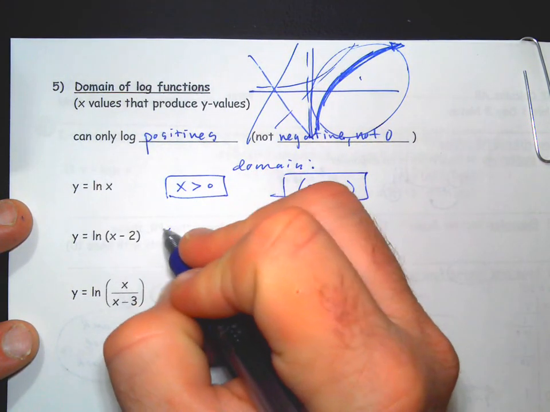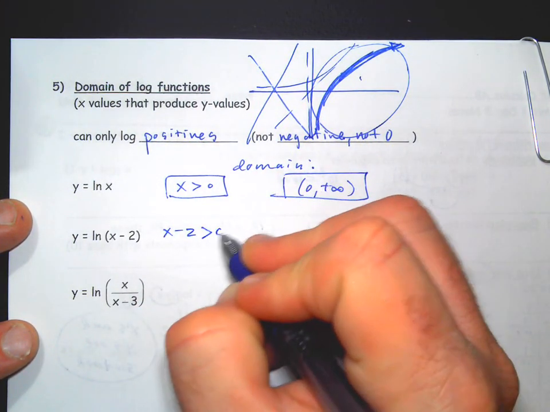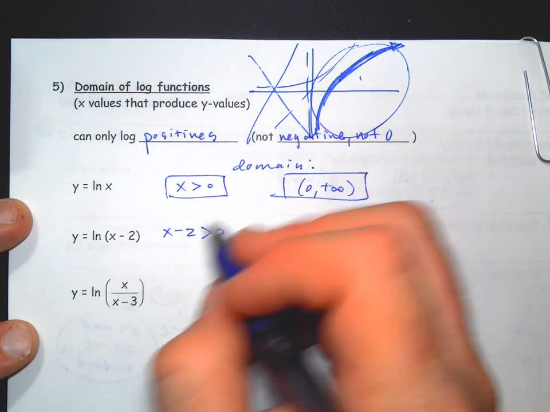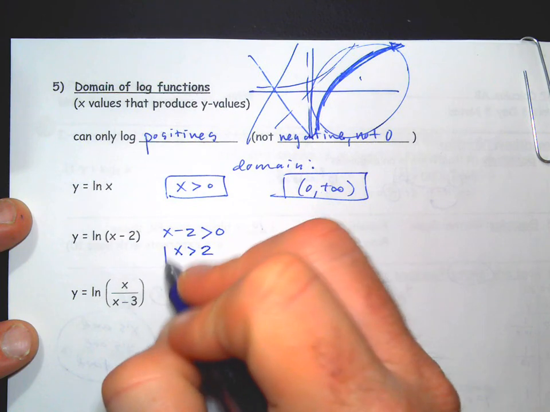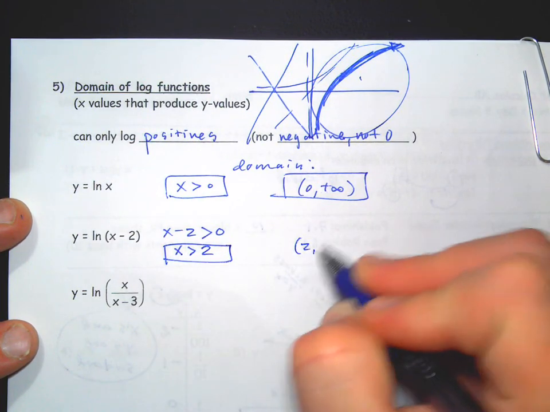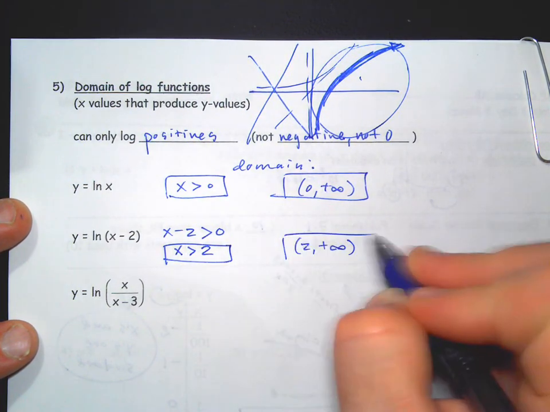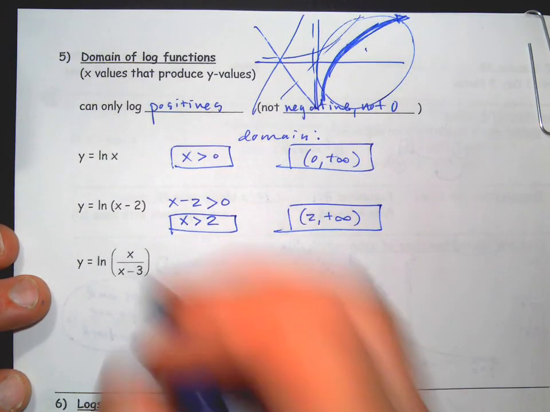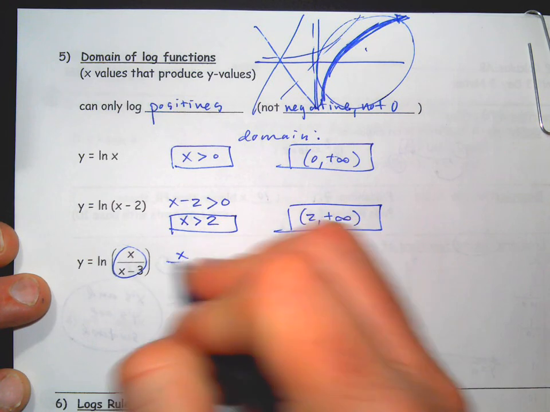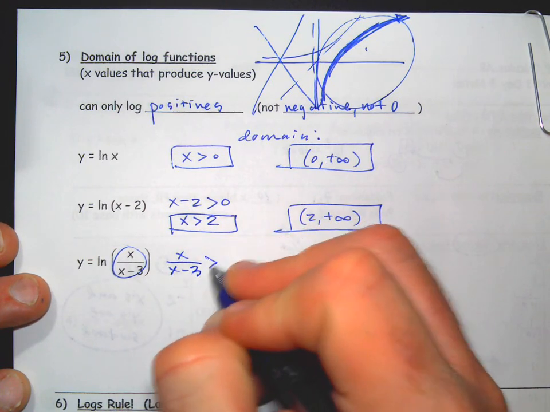This one right here, you can show the work. Well, the inside, what's inside the log or natural log or whatever, has to be positive. So it means x has to be greater than 2. Or 2 to positive infinity, which is better. Okay? But they're going to get a little more complicated. The inside has to be positive. Well, write that the inside is positive.